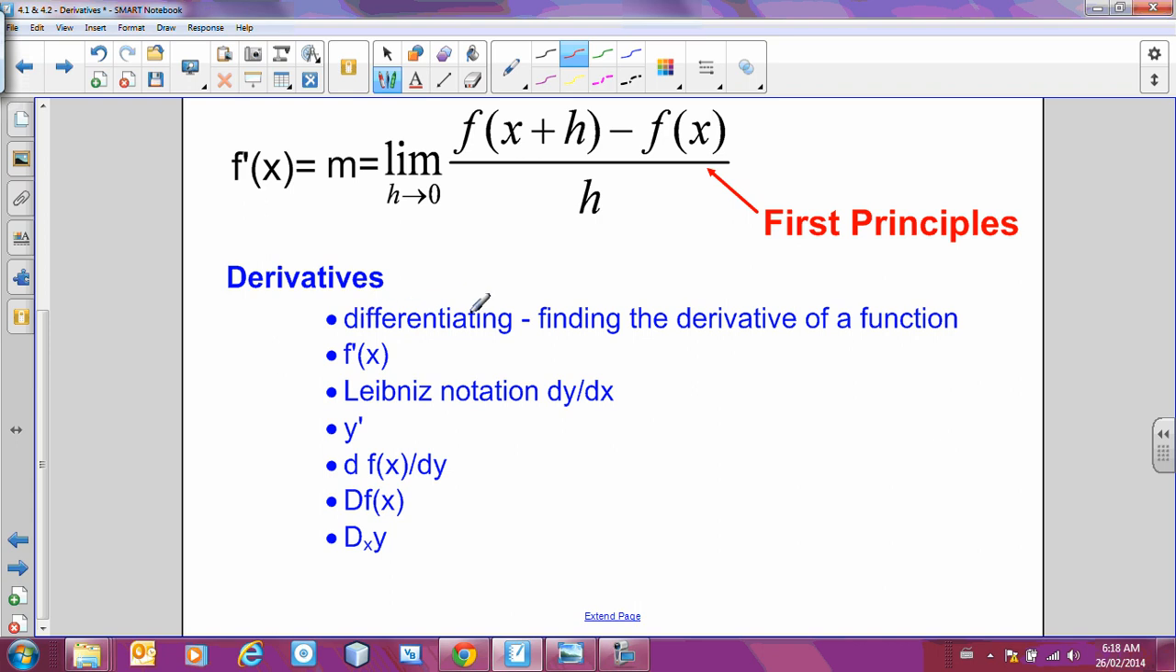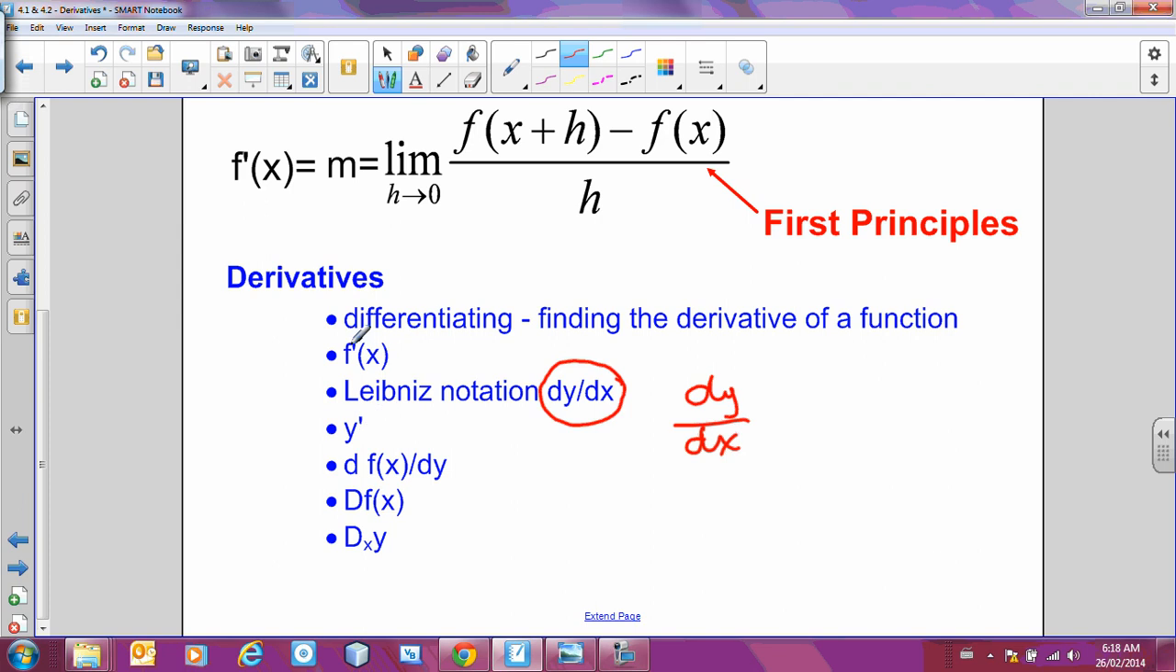Any of these terms or symbols could appear at some point, and they all just mean the same thing. So differentiating means finding the derivative. f prime of x is how we read this, and this is the standard notation for derivatives. Leibniz and Newton, I'm going to say, although I don't remember for sure, were both working on calculus simultaneously, so dy dx is another notation that is often used for derivatives.